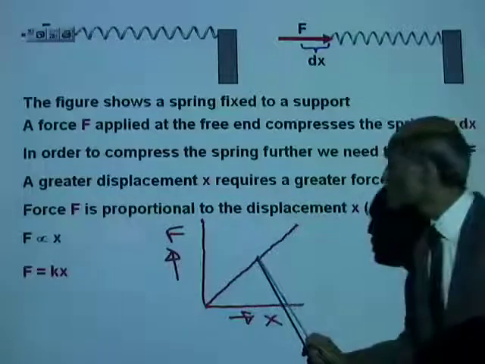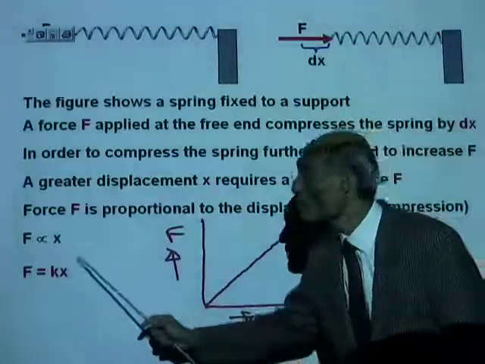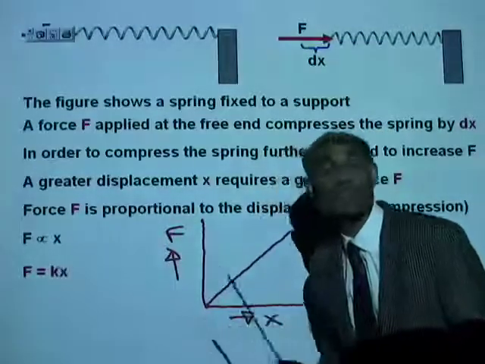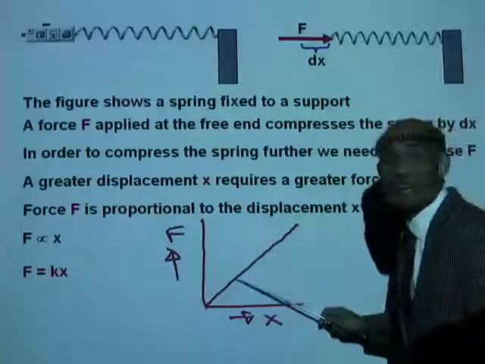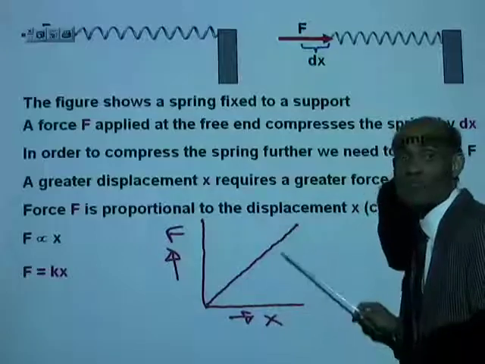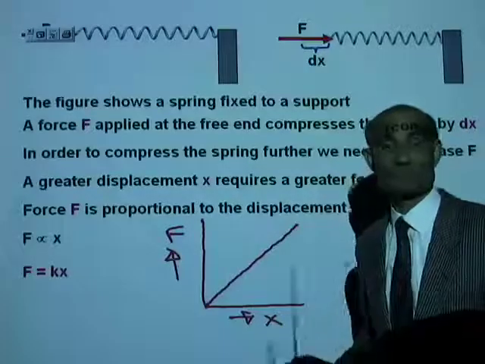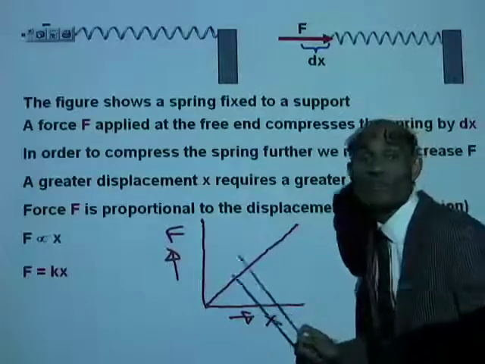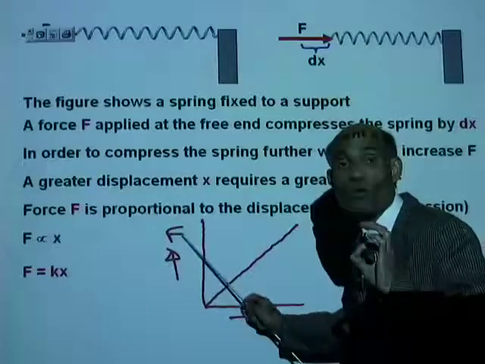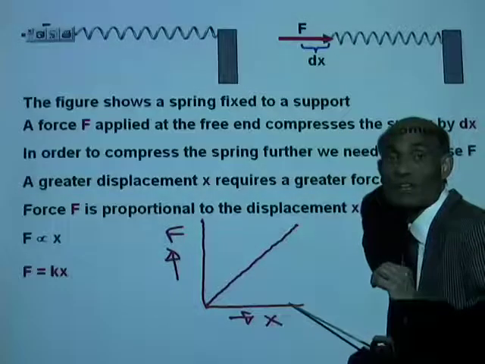Now what will be the slope of this graph? The slope of this graph will be k, the spring constant. Alright, now tell me, if I measure the area under this graph, what will that area give me? The area under the graph will give me the work done by this force in producing a certain displacement x.